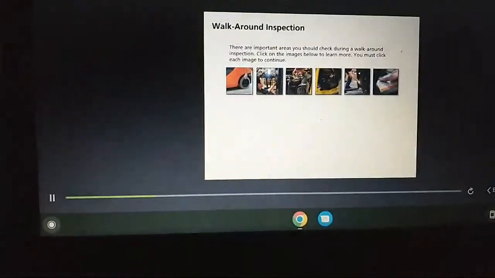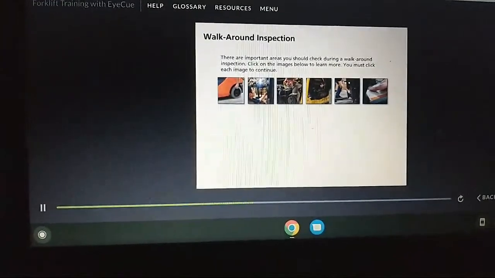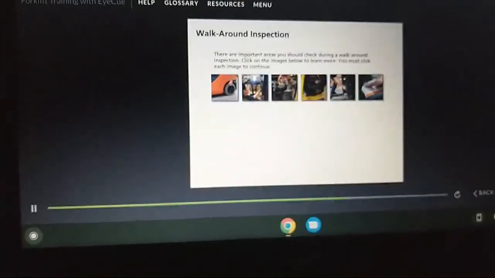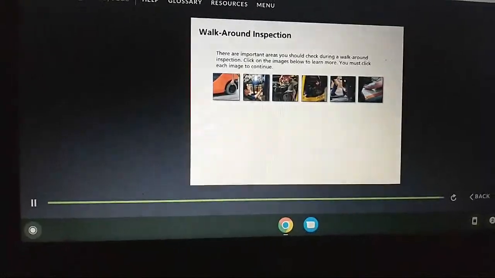There are important areas you should check during a walk-around inspection. Click on the images below to learn more. You must click each image to continue.